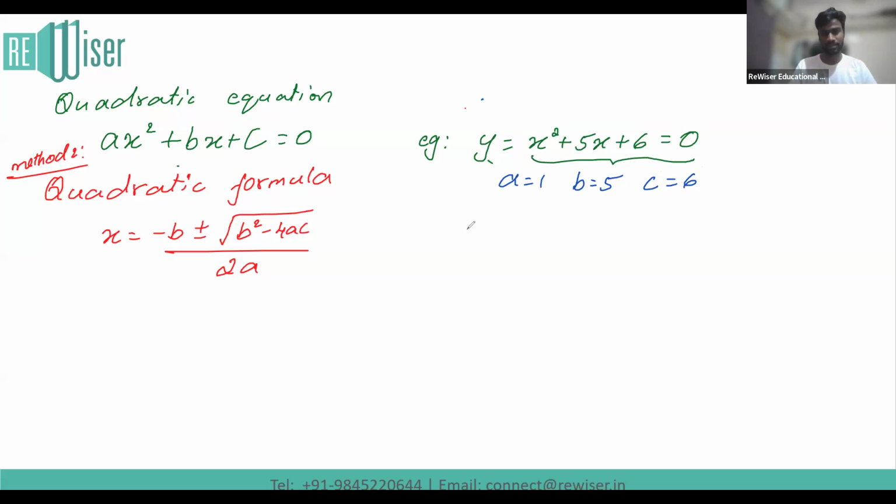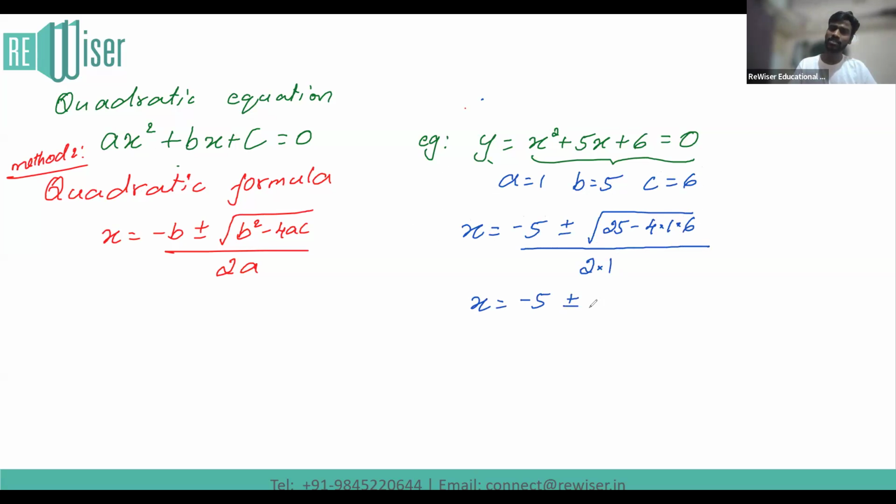So if I substitute these things, it's going to be x is equal to minus b, which is minus 5, plus or minus square root of b squared, which is 5 squared, which is 25, minus 4 into a, which is 1, and c, which is 6. And this entire thing is divided by 2 times a, which is 2 times 1. So x is equal to minus 5 plus or minus square root of 25 minus 24, which is 1, and the entire thing divided by 2. So x would be equal to minus 5 plus or minus the square root of 1, which is just 1, over 2.